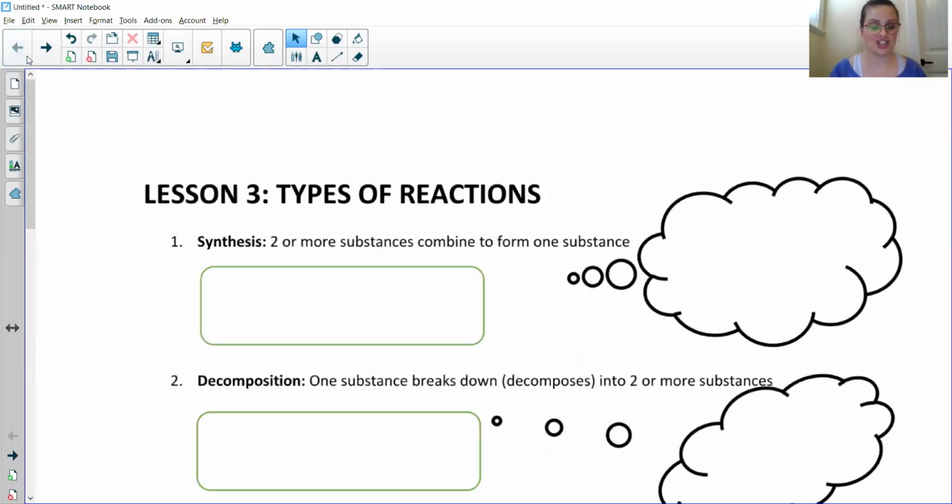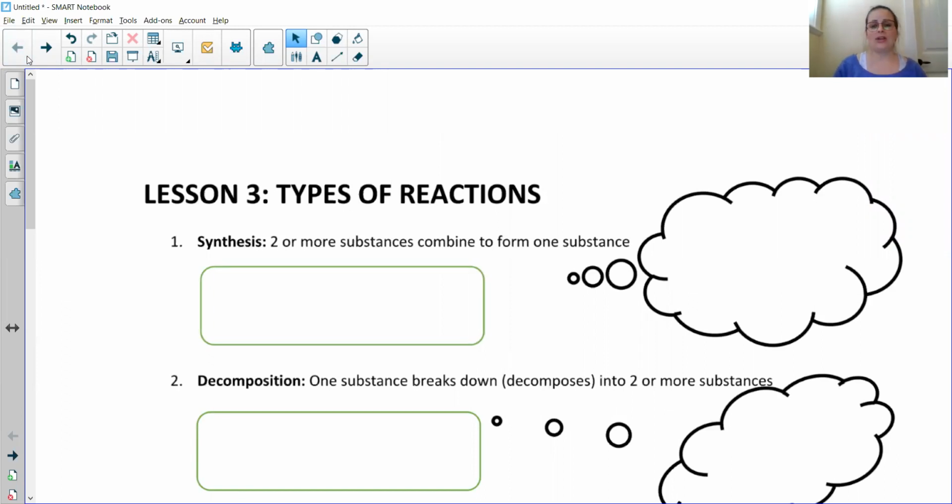Today we're going to talk about the main 6 types of chemical reactions. Like previous lessons, there are note pages that go along with this lesson that you are more than welcome to follow along with.